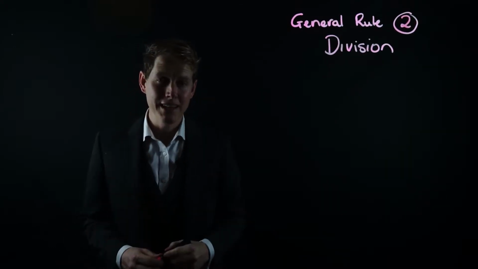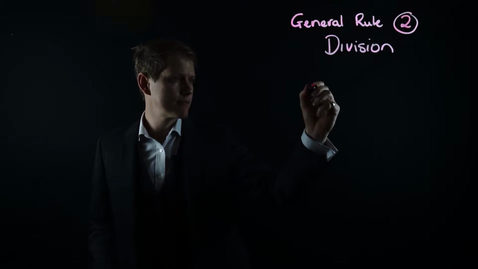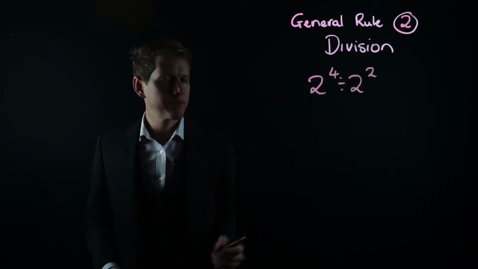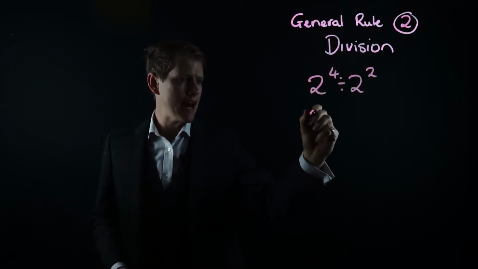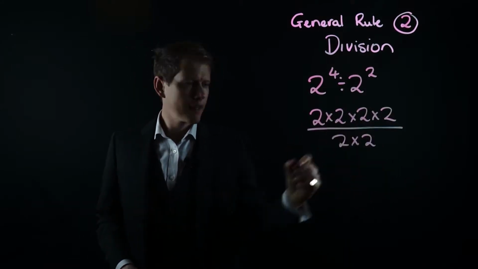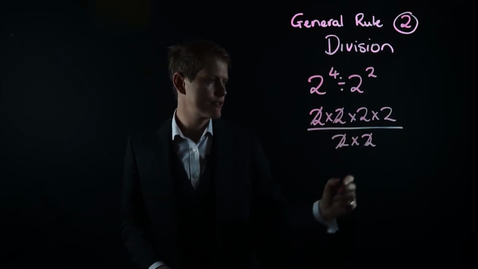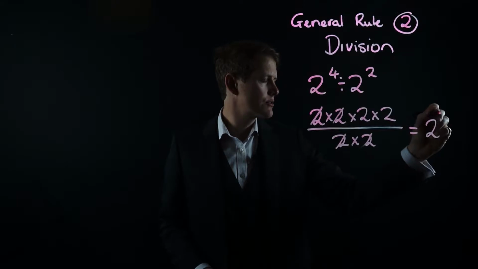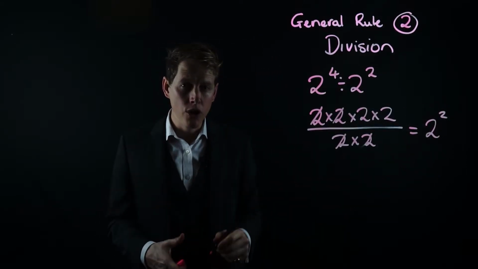The next rule that we need to be aware of is what happens when we're dividing numbers with the same base. Well, we could rewrite this, again, longhand, and then we'd be able to simplify it by cancelling out those 2s. So we're left with 2 squared. But we're able to do this a lot quicker if we know the laws.